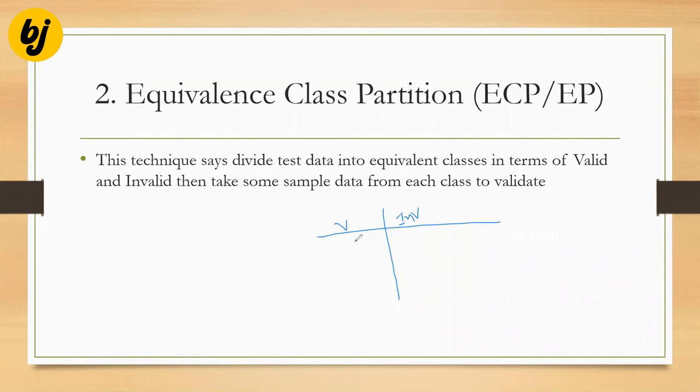Now, the data it should accept, you have to take under the valid class. The data it should not accept as per the requirements goes in the invalid class. So for testing, you take some values from the valid class and confirm how the application responds, whether it accepts or not. Same way, if you give some invalid data, we have to check whether it is not accepted and how it responds. This way we go for the equivalence class partition.